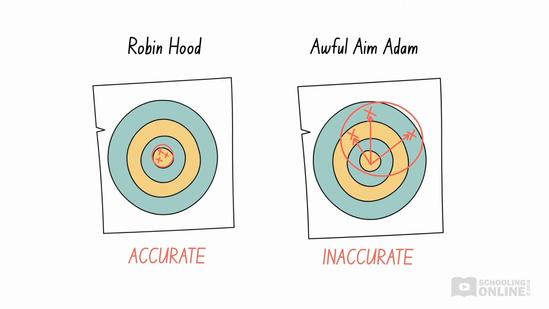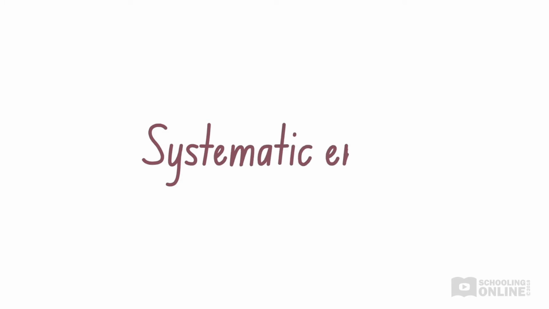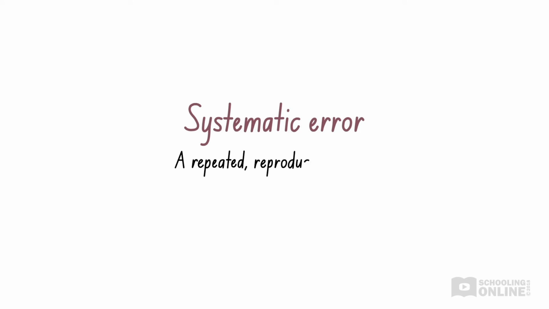Usually, we perform each step of our experimental method exactly as it's written down. Even so, our data can still be inaccurate. Why is that the case? This may be due to systematic errors. A systematic error is a repeated, reproducible error that is consistently in the same direction.